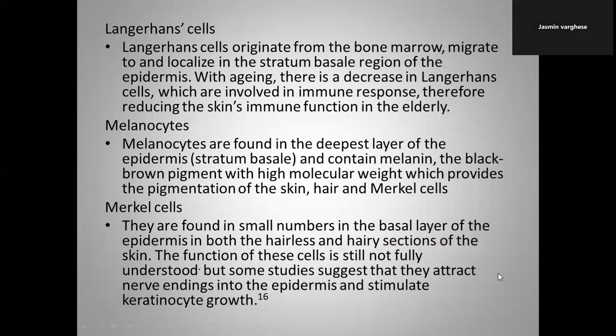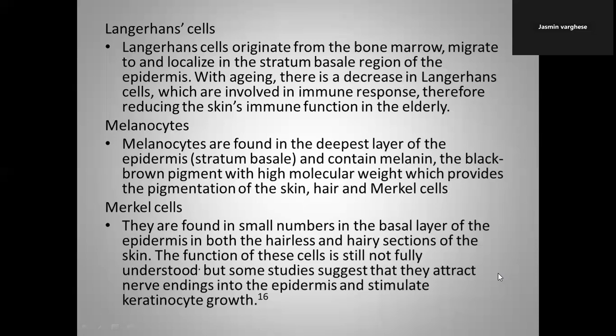Then Langerhans cells. Langerhans cells originate from the bone marrow, migrate to and localize in the stratum basale region of the epidermis. With aging, there is a decrease in the Langerhans cells, which are involved in immune response, therefore reducing the skin's immune function in the elderly. Langerhans cells are other cells connected to our skin, connected to stratum basale, that means the base layer of the epidermis, and this provides immunity.